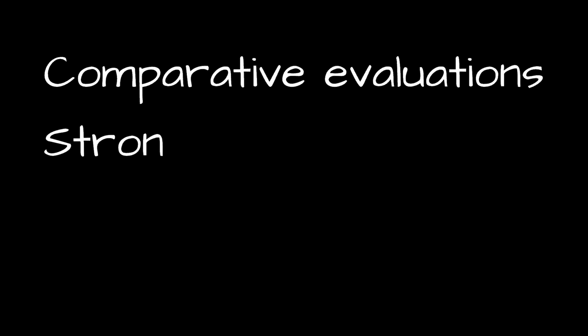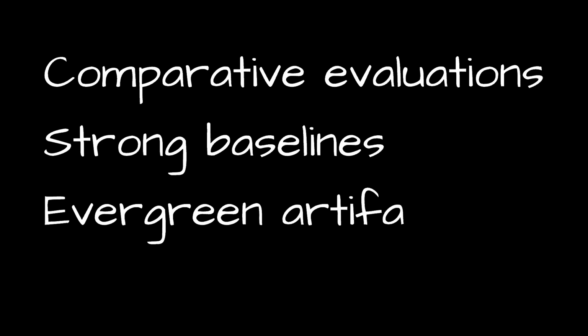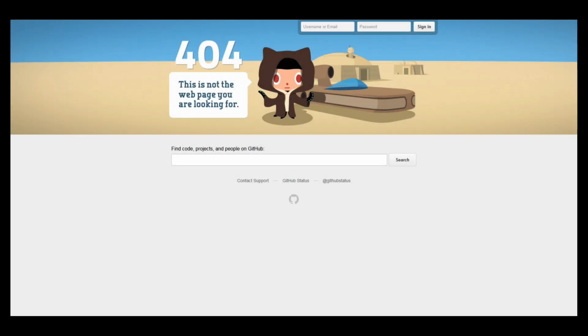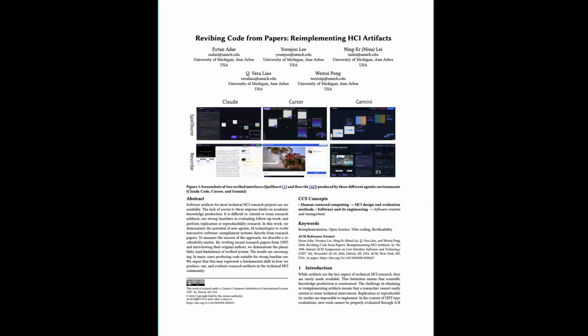There are a number of implications of revibing to the technical HCI field. It lowers the barrier to running comparative evaluations, potentially making strong baselines the norm rather than the exception. It could make artifacts evergreen, revivable from their papers long after the original code has become inaccessible. We view revibability itself as a new kind of metric, one that could inform how we write papers, structure supplementary materials, and even evaluate contributions at venues like UIST. Our paper covers these implications and more in detail.